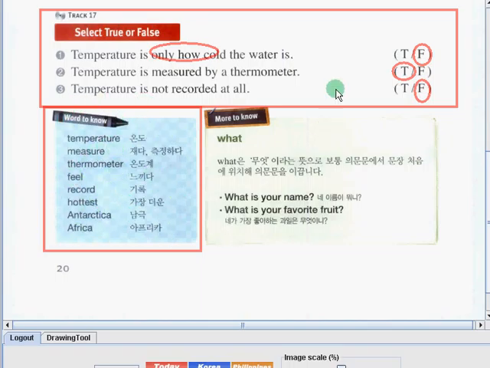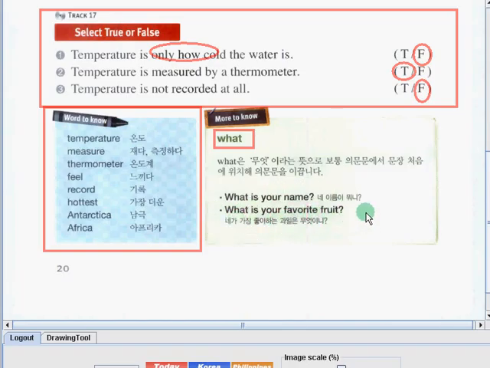Now let's study the word what. When we say what, it means which thing or which particular one of many. Now, let's use this one in a sentence. What is your name? What is your favorite fruit?